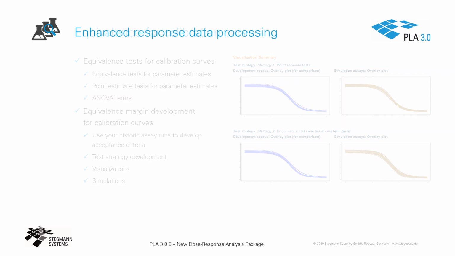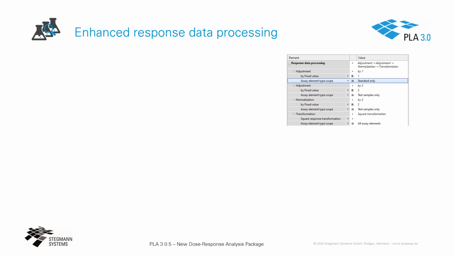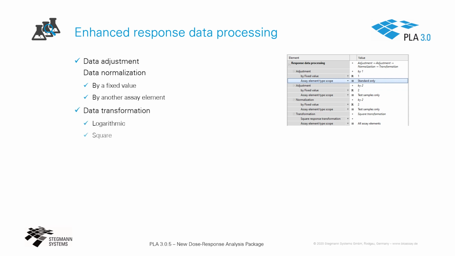The new package also features enhanced response data processing. You can adjust and normalize data either by a fixed value or by another assay element. Use these features, for example, to subtract the absorbance of blank wells or to divide response values by the mean absorbance of maximum binding wells. You can also employ transformations: logarithmic, square, and square root.